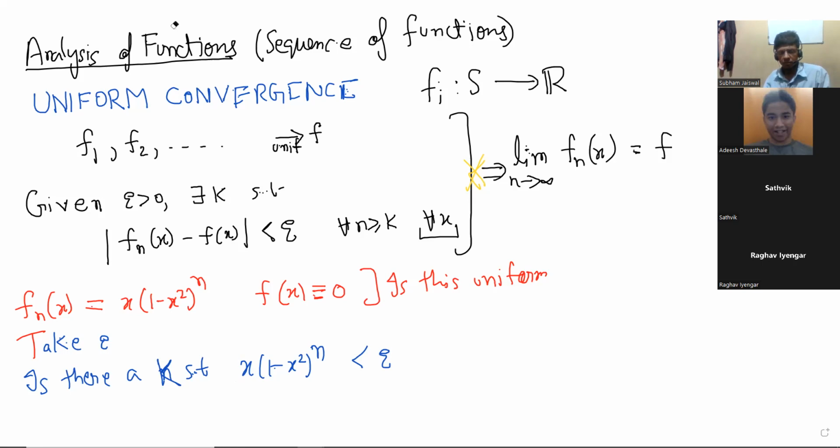So maybe taking log on both sides might work. Yes, you can try that certainly. But remember that we do not have to explicitly find the n. You need to just say that there is such an n. But we should take the log and see. So you take log x. So we get this.